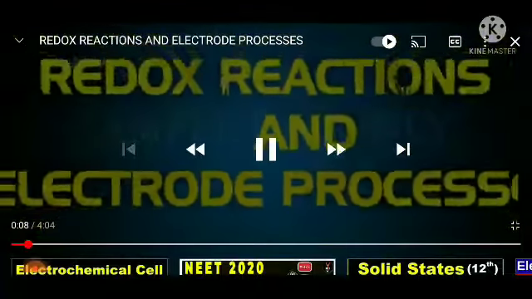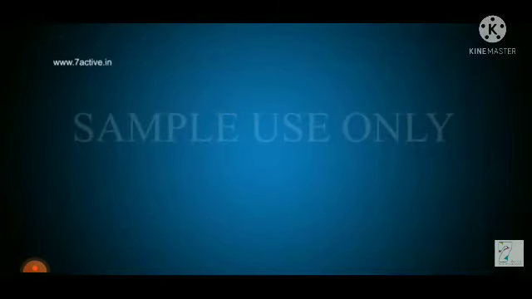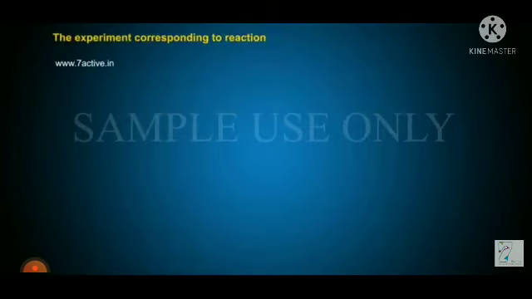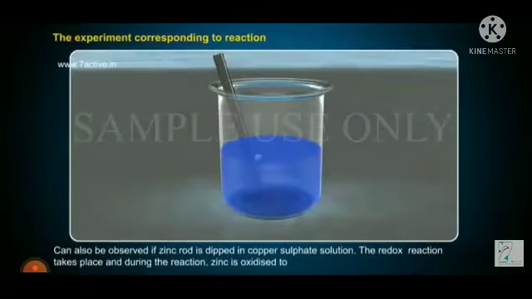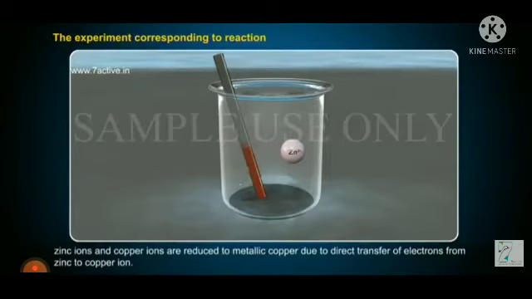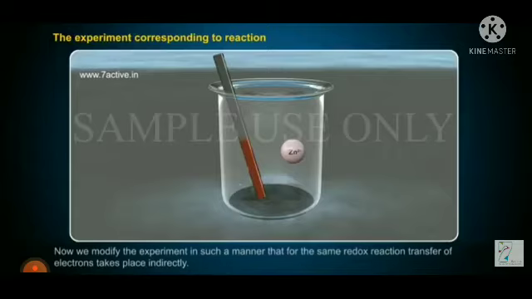Redox reactions and electrode processes. The experiment corresponding to the reaction can also be observed if a zinc rod is dipped in copper sulfate solution. The redox reaction takes place, and during the reaction, zinc is oxidized to zinc ions and copper ions are reduced to metallic copper due to direct transfer of electrons from zinc to copper ion.